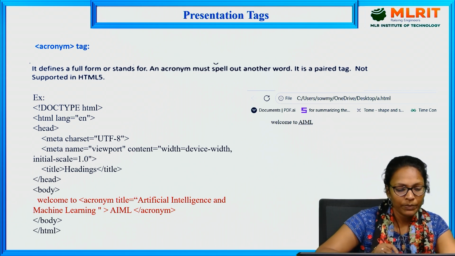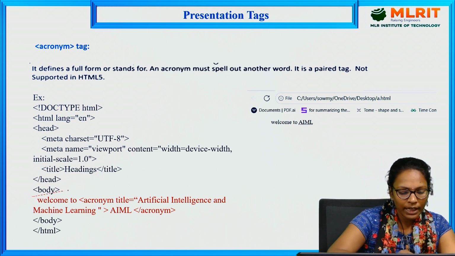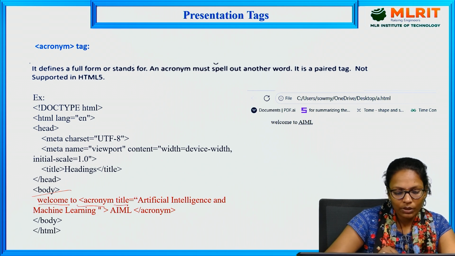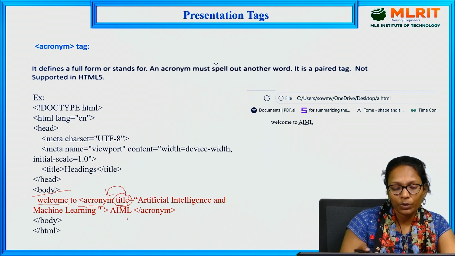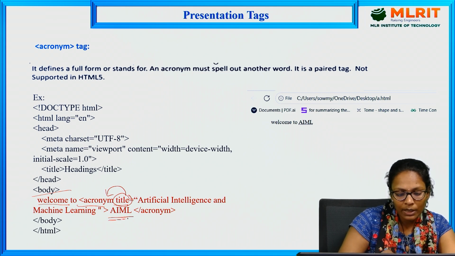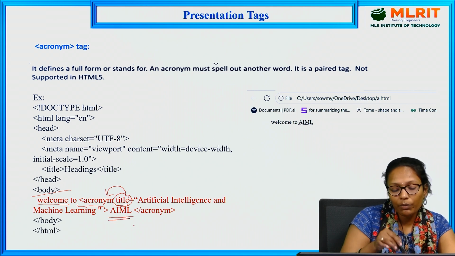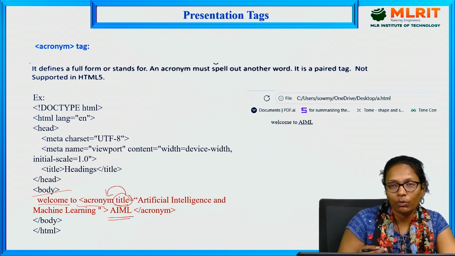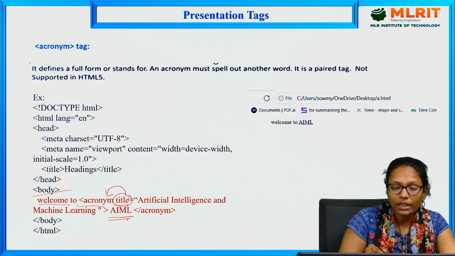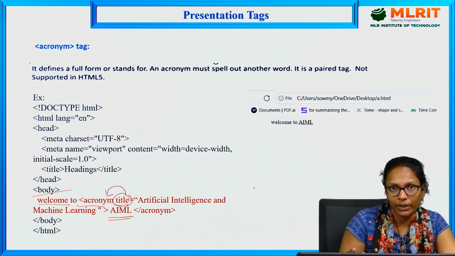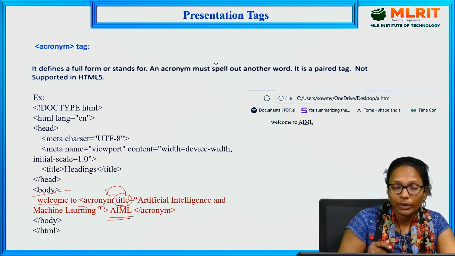So here we are writing in the body tag, I'm just writing welcome to, and within the acronym tag, title is equal to, what is the attribute we are using along with the acronym, that is title. So what is the title of the acronym? Artificial Intelligence and Machine Learning. What exactly do I want to display here? Just AIML. So AIML is in the acronym tag. But if I want to know what exactly AIML means, what is the full form of AIML, then if I click on it, Artificial Intelligence and Machine Learning will appear. So that is the use of the acronym tag here, but it is not supported.